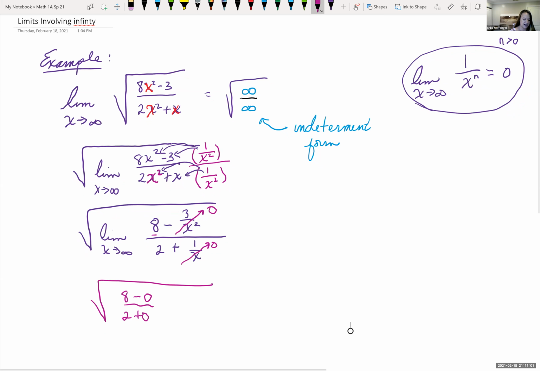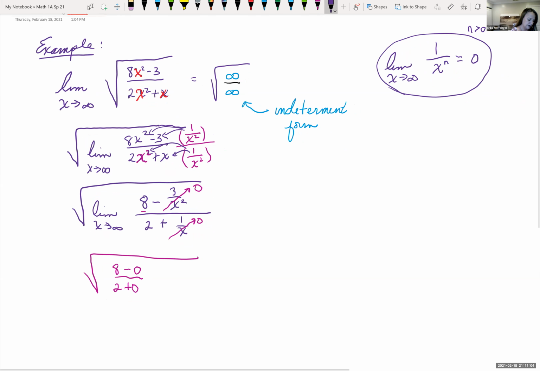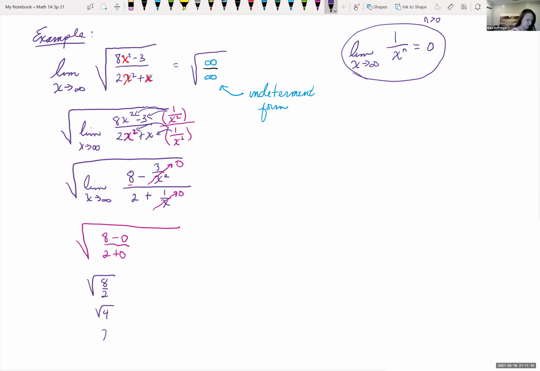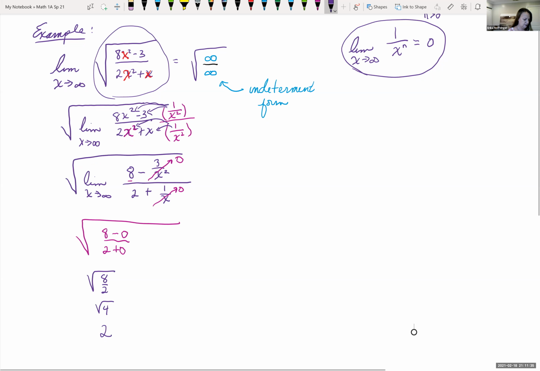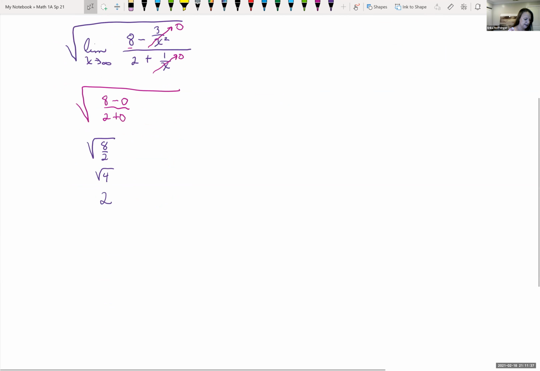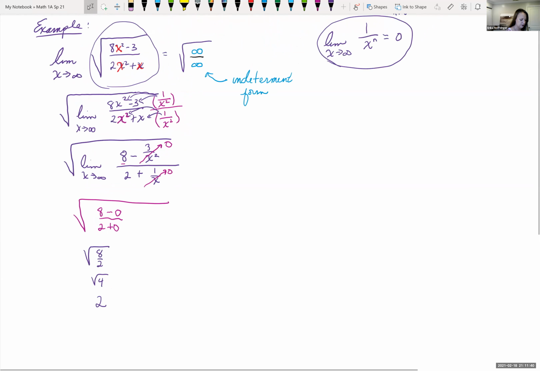So now we can simplify this down and we get the square root of 8 over 2, which is the square root of 4, which is 2. If we were to look at the graph of our function, y equals the square root of that rational piece, we would notice the graph is heading off to 2 as x goes to infinity. So the limit exists, it heads to 1 y value.